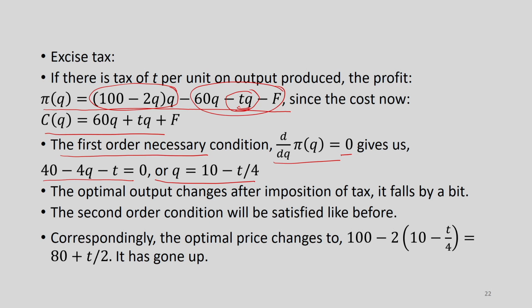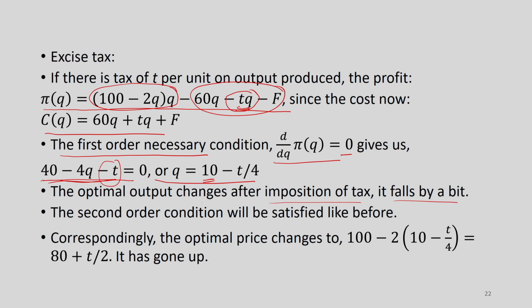Just for comparison, earlier when there was no excise tax, the optimal quantity was simply 10. Now, that optimal quantity is 10 minus t divided by 4. So, the optimal output changes after the imposition of tax, it falls by a bit. The second order condition will be satisfied like before, because if you take the derivative of this with respect to q, then this part simply drops out. So, you get minus 4. So, the second order condition is satisfied.